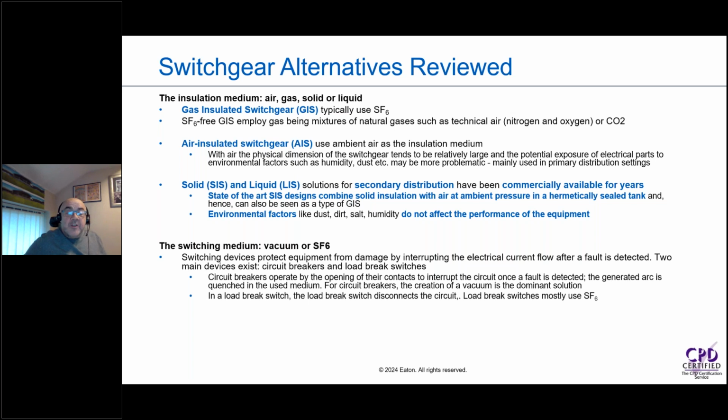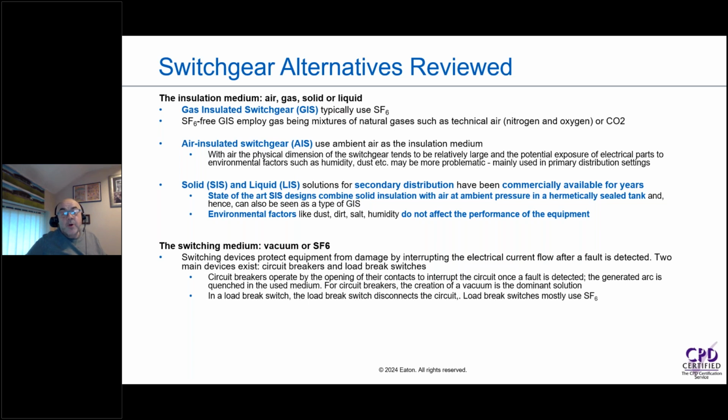And then solid insulating, SIS systems, or solidly insulated systems, or LIS, liquid insulated systems, use state-of-the-art designs to combine solid insulation with air at ambient pressure in a sealed tank, and also can be seen as a type of gas insulated switchgear, because the air that we breathe is gas. Solid insulation systems or liquid insulation systems may use oil. And if you look, Eaton US manufacture oil immersed switchgear still, so it's not uncommon and still used by some of the DNOs today.